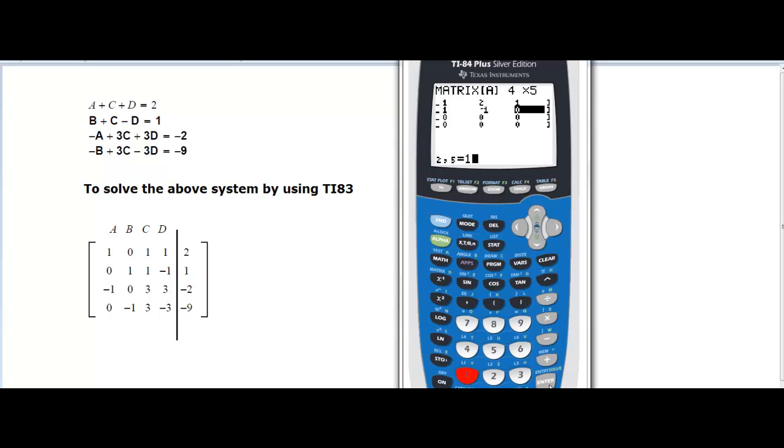Very good. And then I got negative 1, 0, 3, negative 2, right? Then I got 0, negative 1, 3, negative 3, negative 9, right? And I just discovered that the top row is entered incorrectly, because here there is a 1. I should have a 2, so we have to fix that.